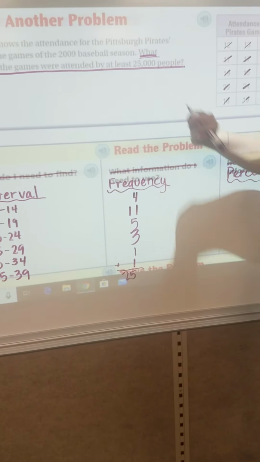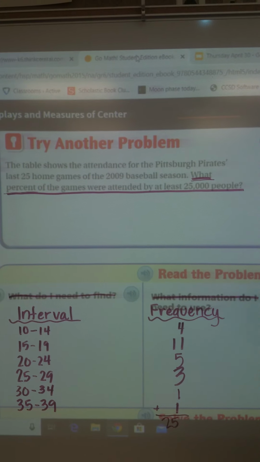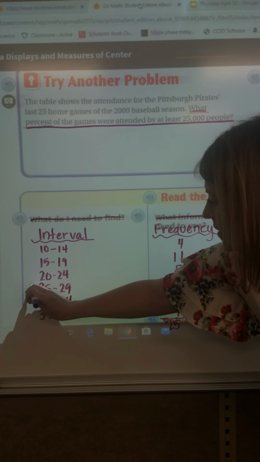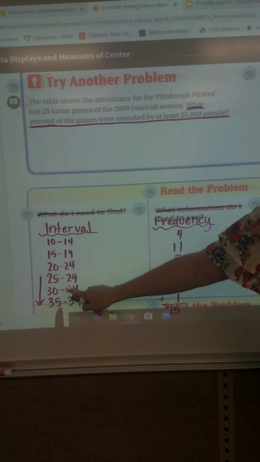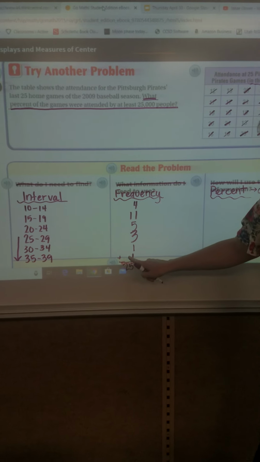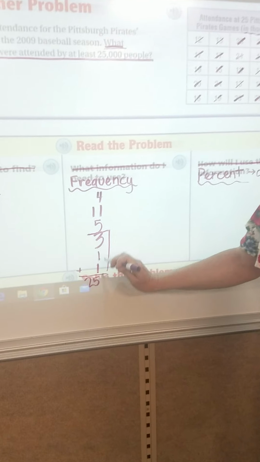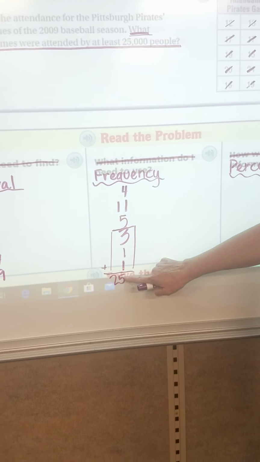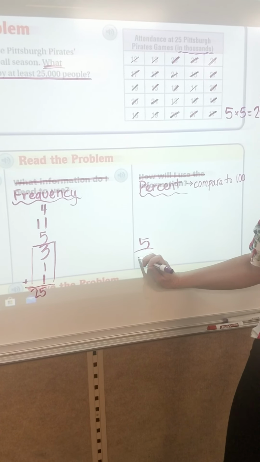Okay, and our question says, what percent of the games were attended by at least 25,000 people? So that would be anything from this point down. So those last 3 had at least 25. So if we look at these last 3 columns, that would be this many. Okay, so 3, 4, 5 out of 25.